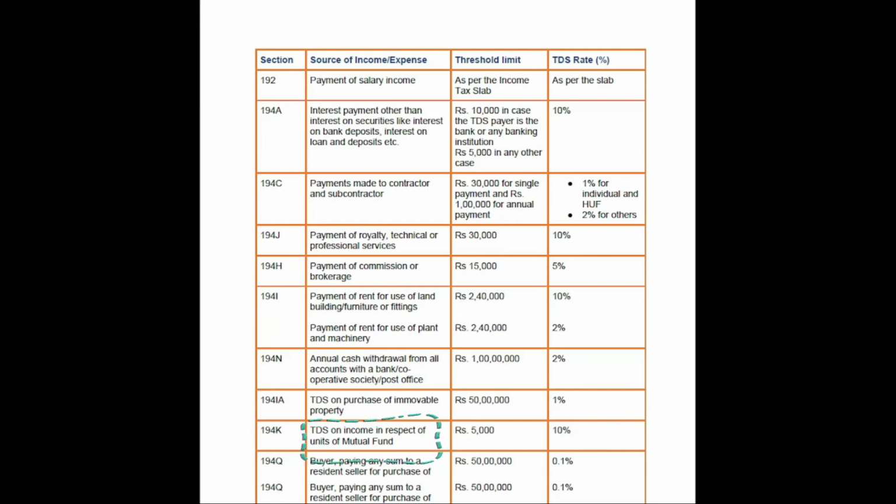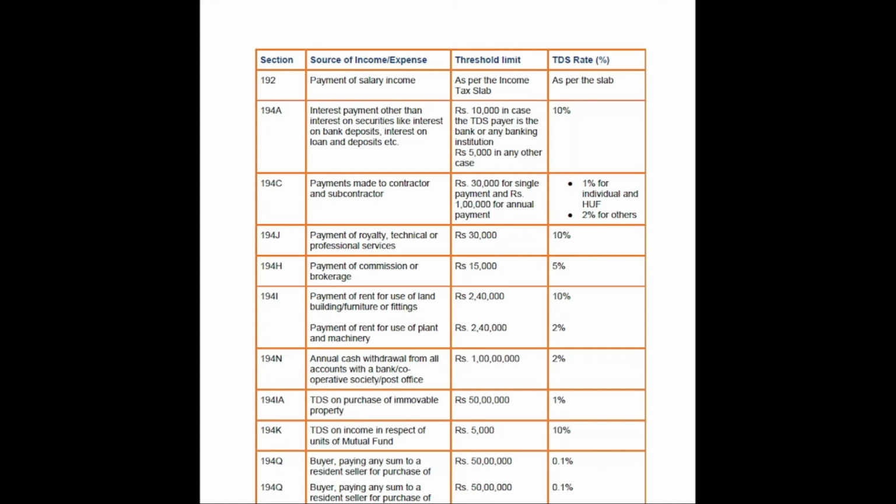194K, TDS on income in respect of units of mutual fund. The threshold limit is just 5,000 and the TDS rate is 10%. Lastly, we have 194Q, the buyer paying any sum to a resident seller for purchase of goods. The threshold limit is 50 lakhs and the TDS rate is a mere 0.1%.